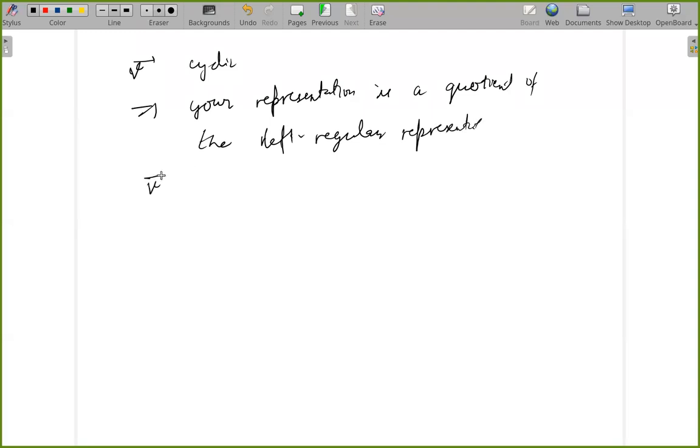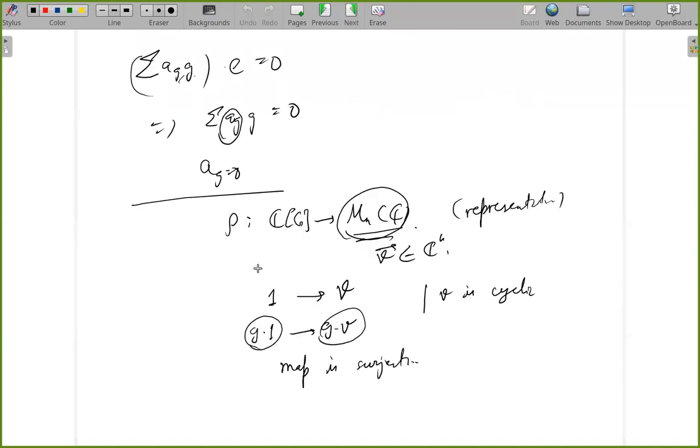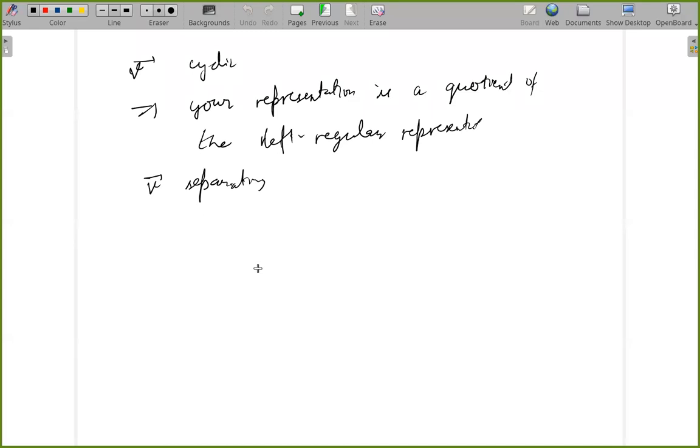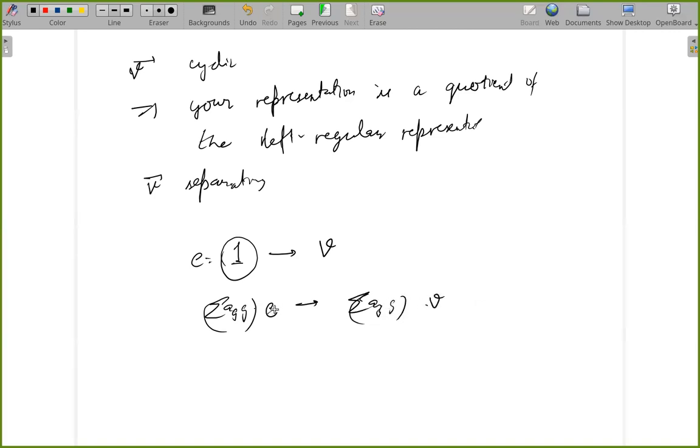So your representation is a quotient of the left regular representation, which you can think of as being a smaller thing than the left regular representation. Now, if you take v separating, then what do you get? Here you get injectivity. So take this map, 1 going to v, where 1 was the cyclic and separating vector for the left regular representation. If you send 1, or e as we called it, to v, then this is injective. What is the kernel? Kernel would mean that g dot v is equal to 0, but this is equal to 0 if and only if g is already 0.